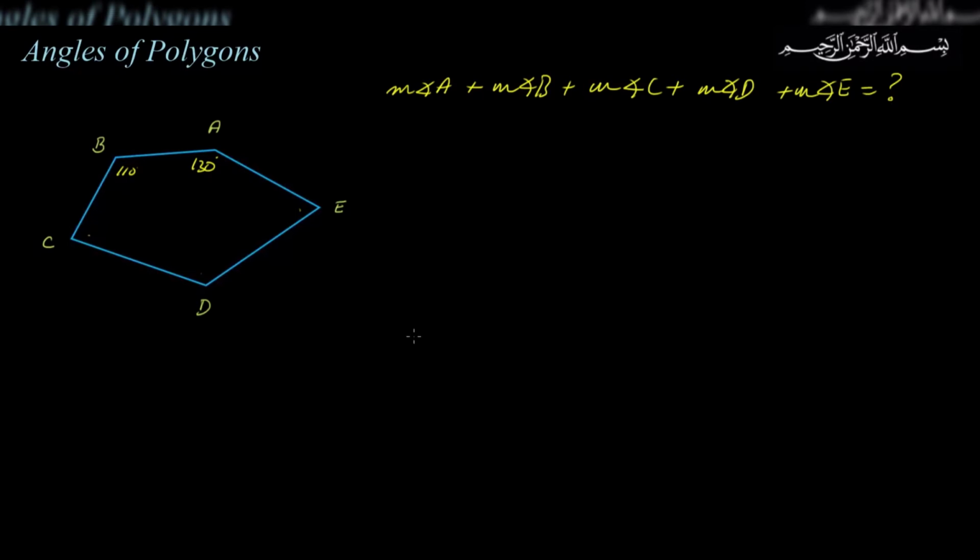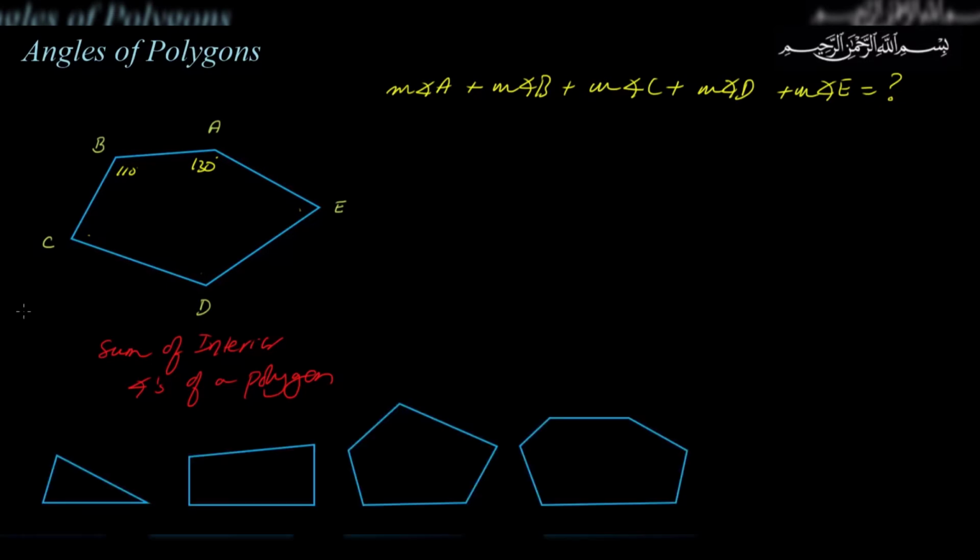So how do we go about finding the sum of the interior angles? So here's our first goal. We want to find the sum of the interior angles of a polygon. So what is the sum of the interior angles of a polygon? To do that, consider the following. So I have here 4 different polygons. Of course, here is our good friend, the triangle. So this is a triangle, and this is a 4-sided polygon.